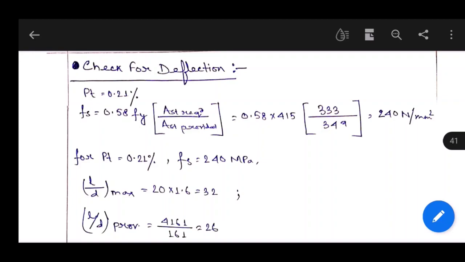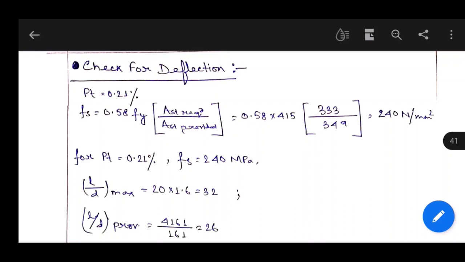That modification factor will be multiplied with the length to depth ratio, right? So percentage of steel is 0.21, we know. Now Fs: this formula is given just below figure 4 of IS 456-2000, 0.58 into Fy. AST required by AST provided, that is equals to 0.58 into Fy, 415, within bracket AST required is 333 by provided is 349, that is equals to 240 Newton per mm square. So we have to find out the modification factor for percentage of steel 0.21 and Fs 240 MPa.